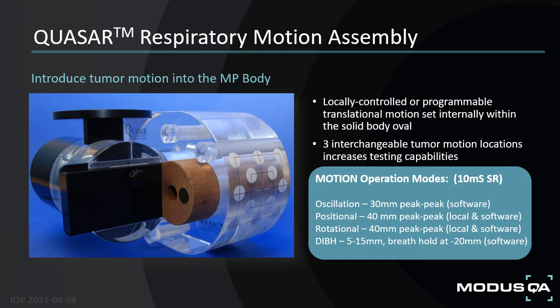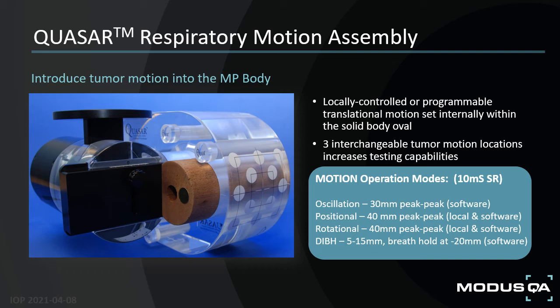In terms of motion management, as I introduced a few slides ago, Modus offers two options: the motion platform and the respiratory motion assembly, which is this motor and control box and insert setup that you're seeing right here. This insert is fitted into one of the cylindrical openings of the MP body and will provide that motion internally to your chosen insert, as in that motion will be occurring within the static MP body's body oval rather than moving the entire phantom with the motion platform.